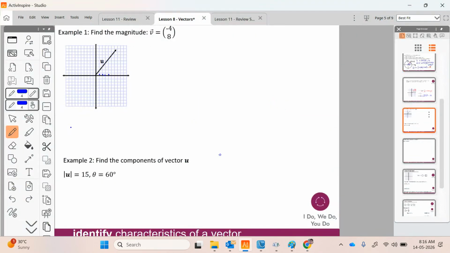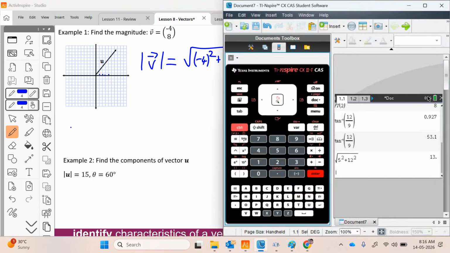Okay, so for this first one, we need to find the magnitude of v, which is equal to the square root of -4 squared plus 8 squared. Let's do this on the calculator. Watch me along on the calculator. I'll show you 2 ways to do it. So we can just use the formula.